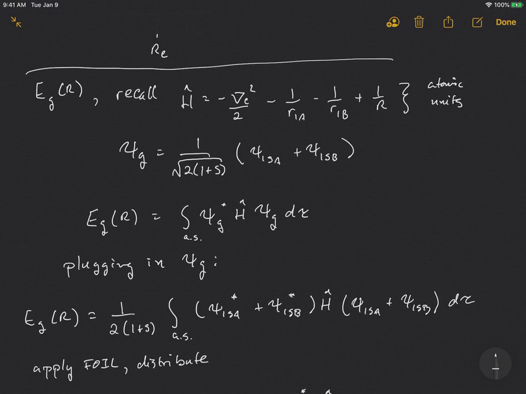And then there's going to be this Coulomb attraction between the electron and nucleus A. So there's going to be a minus 1 over R1A term. And then there's going to be this attractive interaction between the electron and nucleus B. We'll call that the R1B term. And there's this internuclear repulsion. That's going to be a plus 1 over R term, where that's capital R.